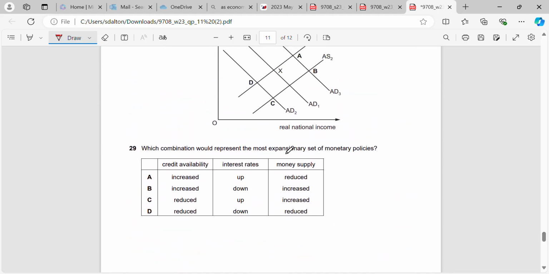Okay, 29. Which combination would represent the most expansionary set of monetary policies? So what are we looking for here? Credit availability, we're going to be looking for that to go up because we want people to be able to borrow money. So we would expect that the availability of credit should increase. We would expect interest rates to come down because that is the expansionary monetary policy. And we would expect the money supply to come up because that is another expansionary monetary policy.